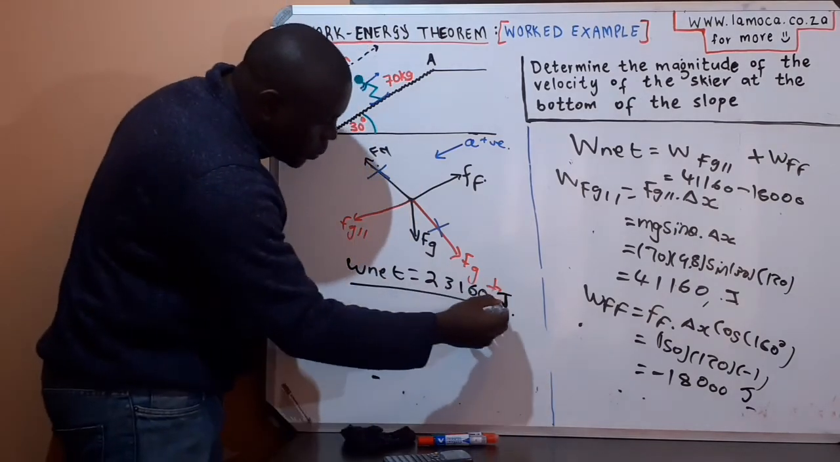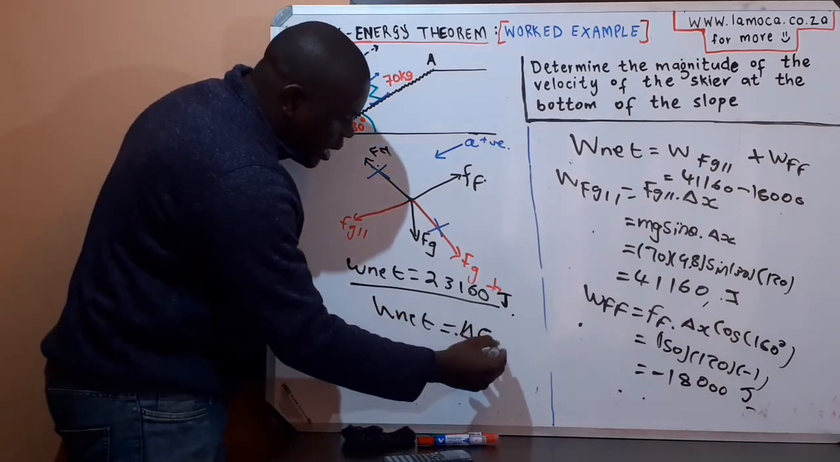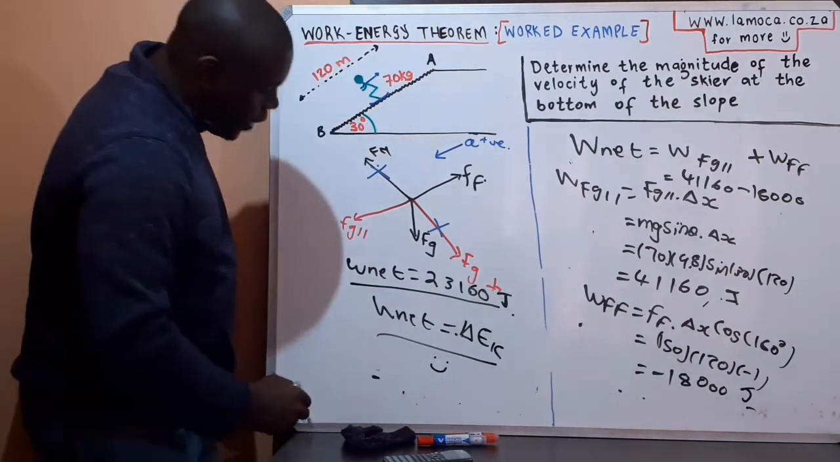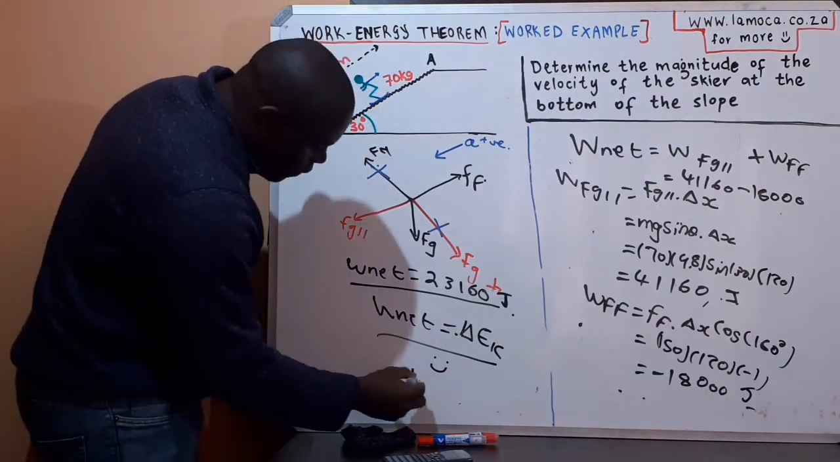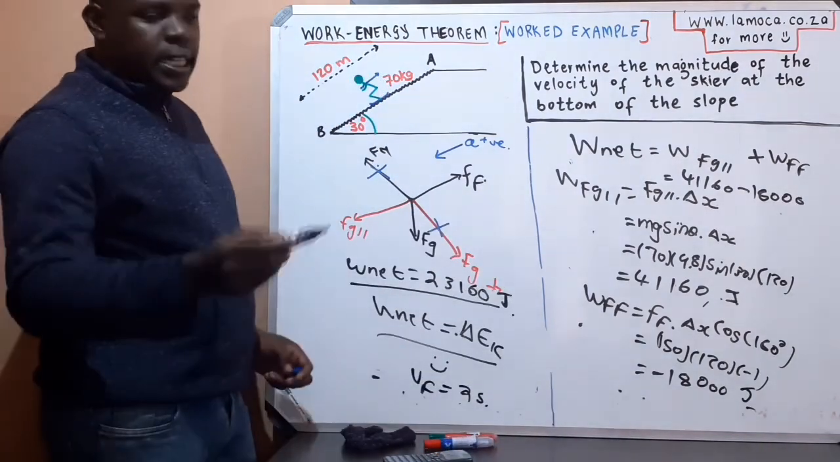From this, you proceed using work net equals change in EK, and then you apply the very same technique that you applied. You should be able to find the very same velocity that we found, vf, I think it was 25 point something, and then you're done.